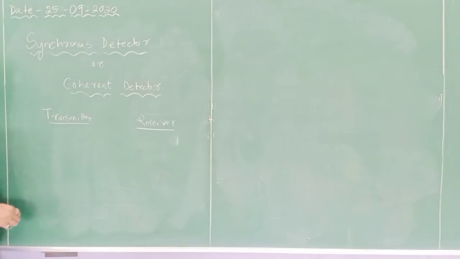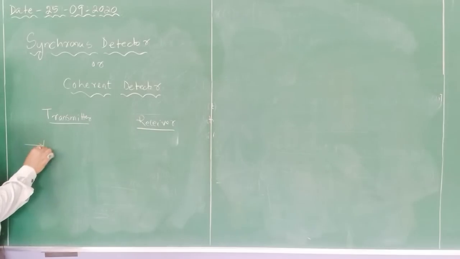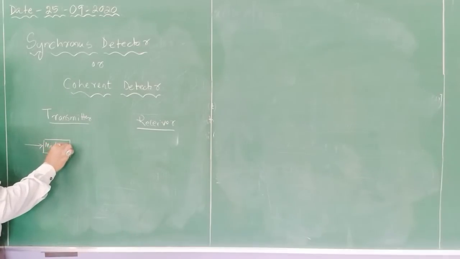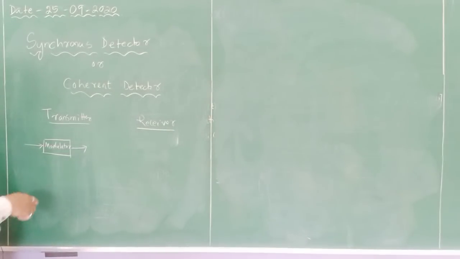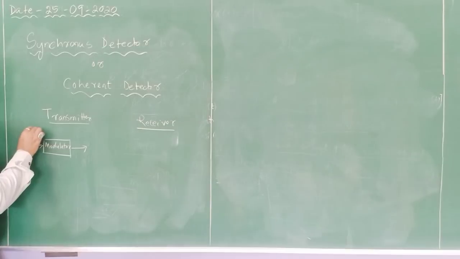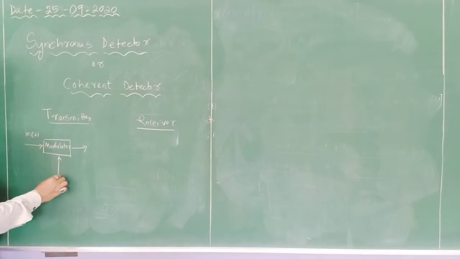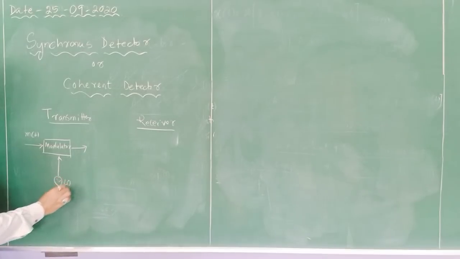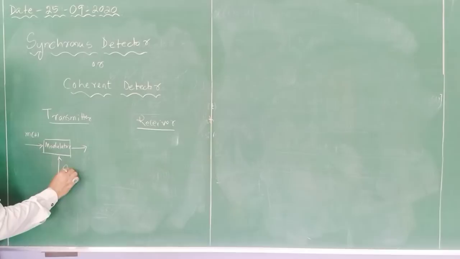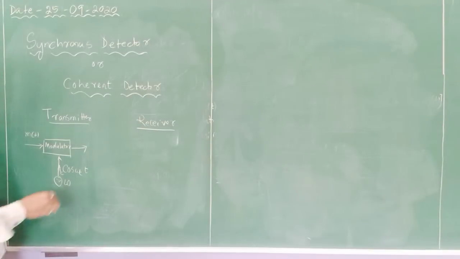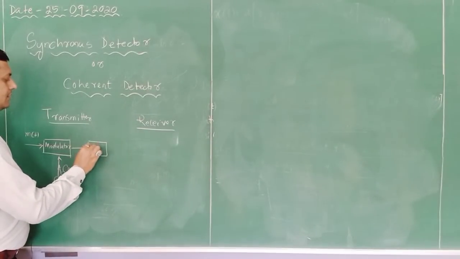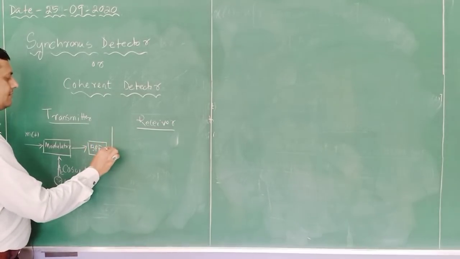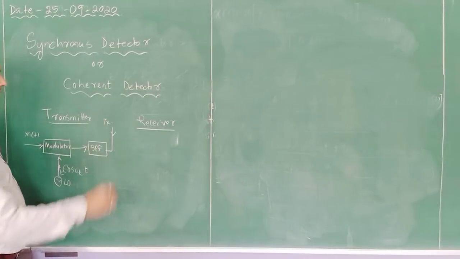So in the transmitter part, what happens? First, this is the balanced modulator, that we will discuss. The modulating signal is provided to the modulator, in which the local oscillator will contribute the carrier AC cos omega c, and then it is passed through a band pass filter to the transmitting antenna.